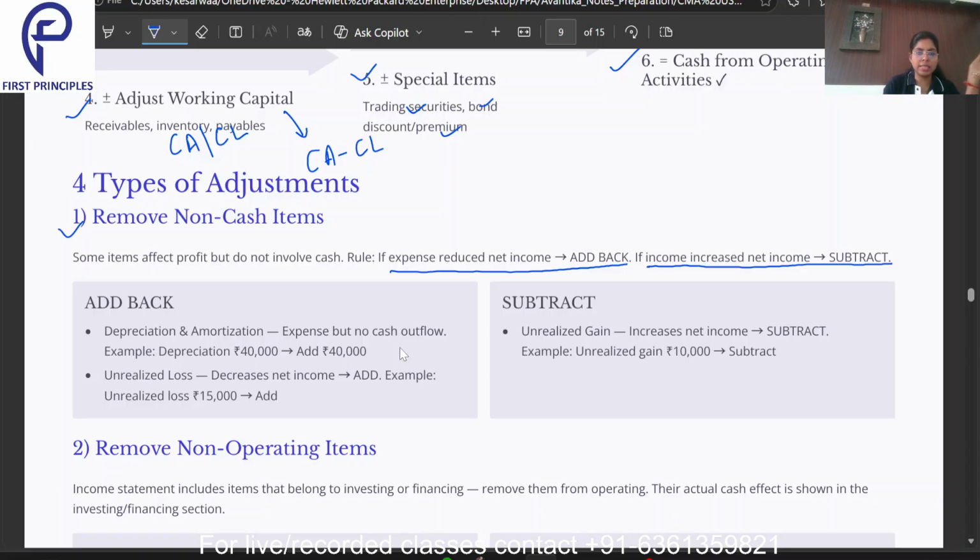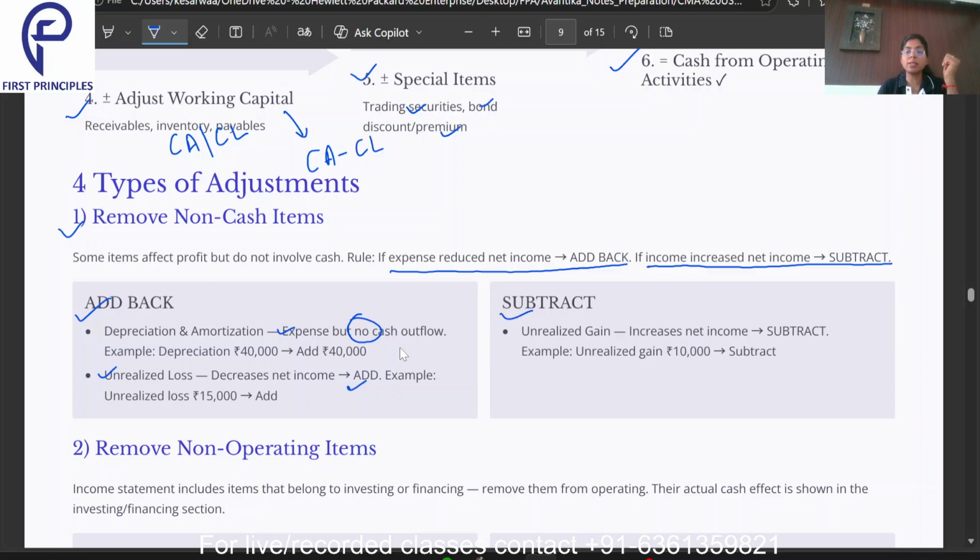How do we understand this? Let's have a look at these 2 boxes. First of all, depreciation and amortization. These are expenses but no cash outflow. So that's why they have been added back. Then unrealized loss. Unrealized loss means it is not an actual loss, but we are conservative accountants, with a conservative bend of mind. So sometimes we recognize a loss which has not actually occurred. In that case my net income is decreasing, so I will add back any component which has a non-cash impact.